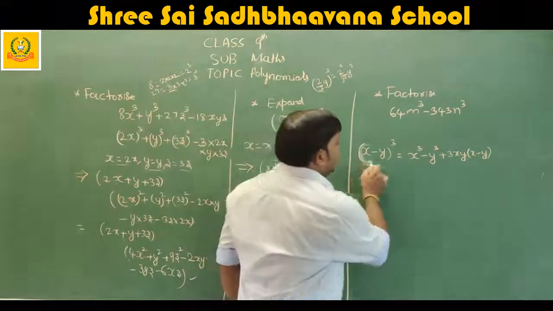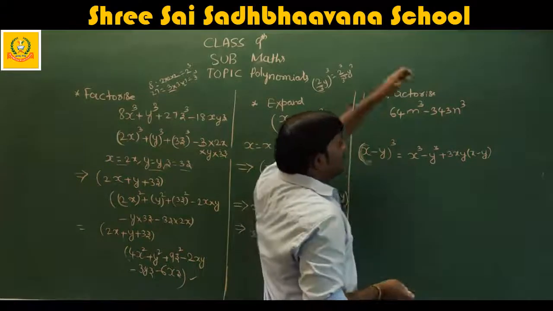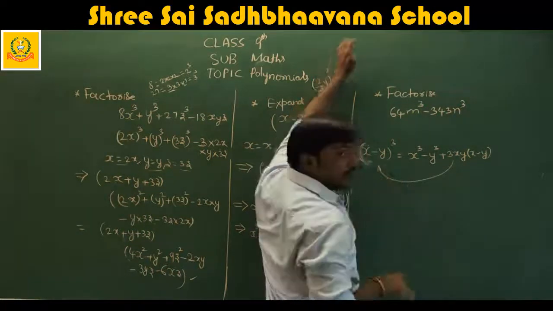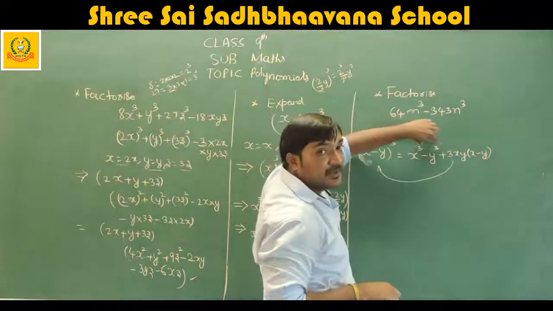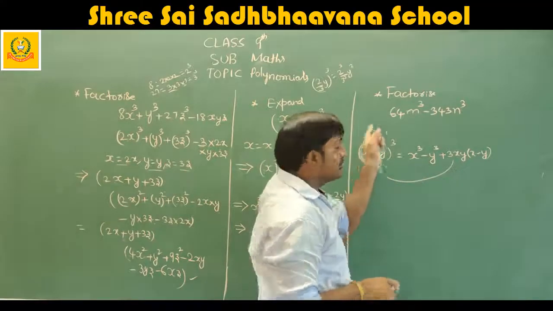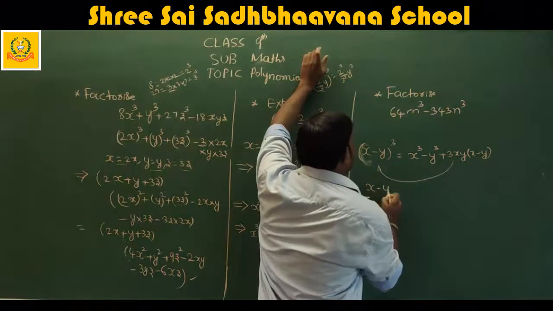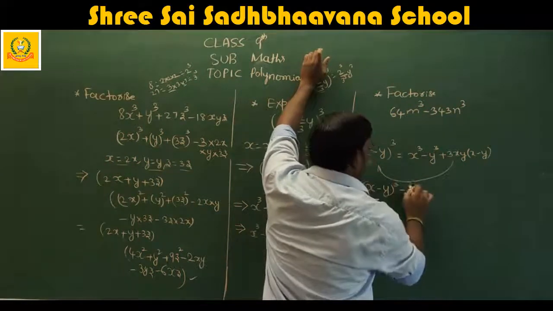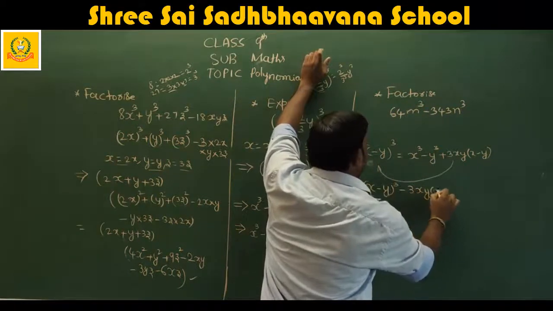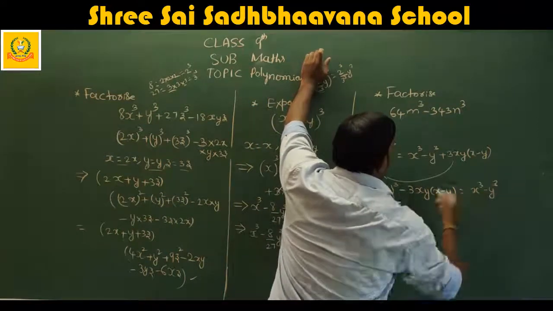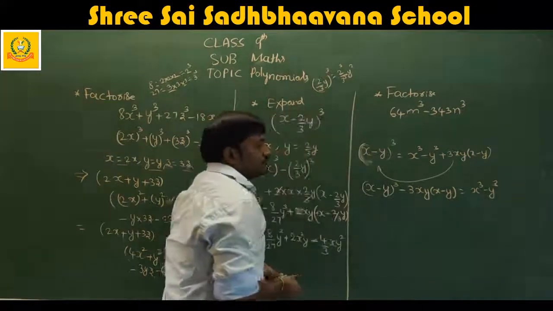So here, this identity you observe, I can send everything to this side. Got it? I'll keep only x cube minus y cube on this side. Remaining all terms I will send to the other side. So can I write this as (x minus y) whole cube minus, because this is plus, when it comes here it will become minus, 3xy into (x minus y) is equal to x cube minus y cube?